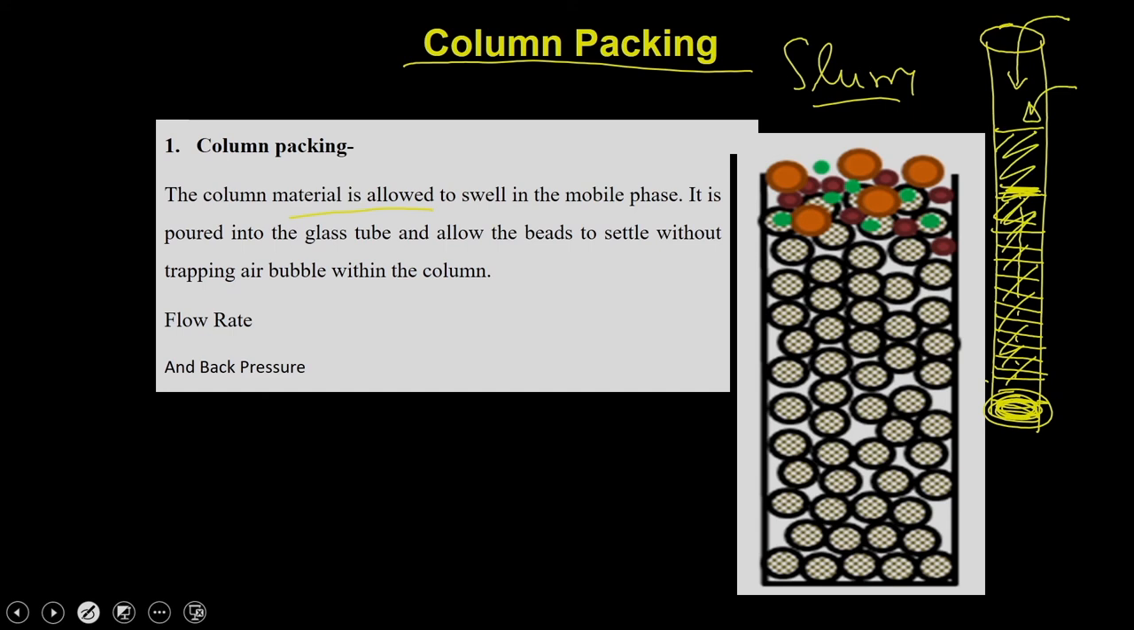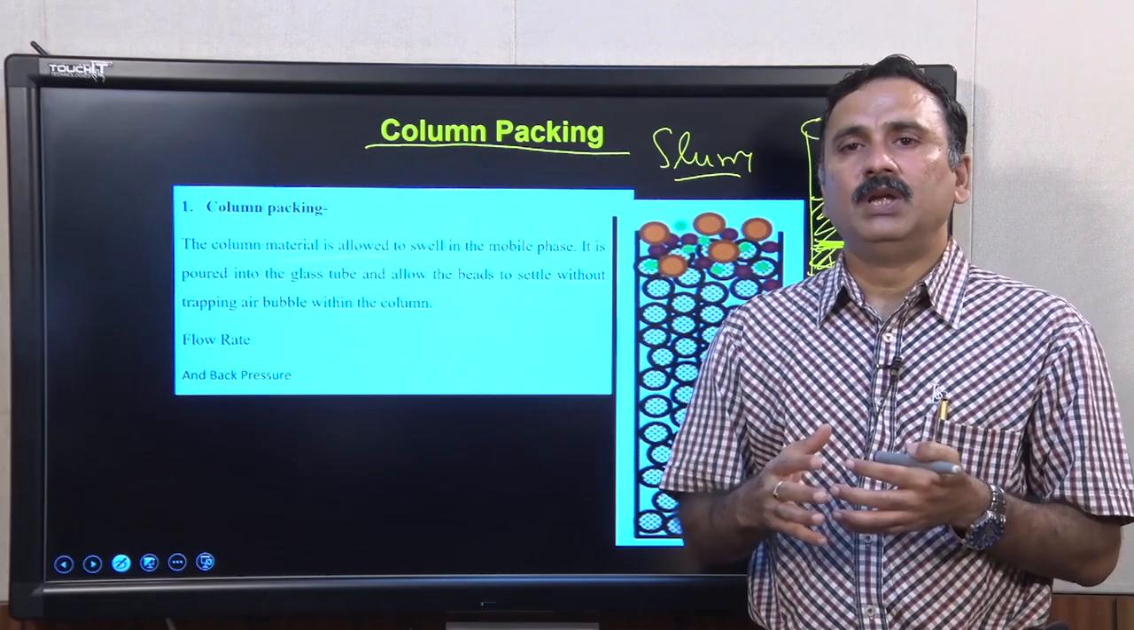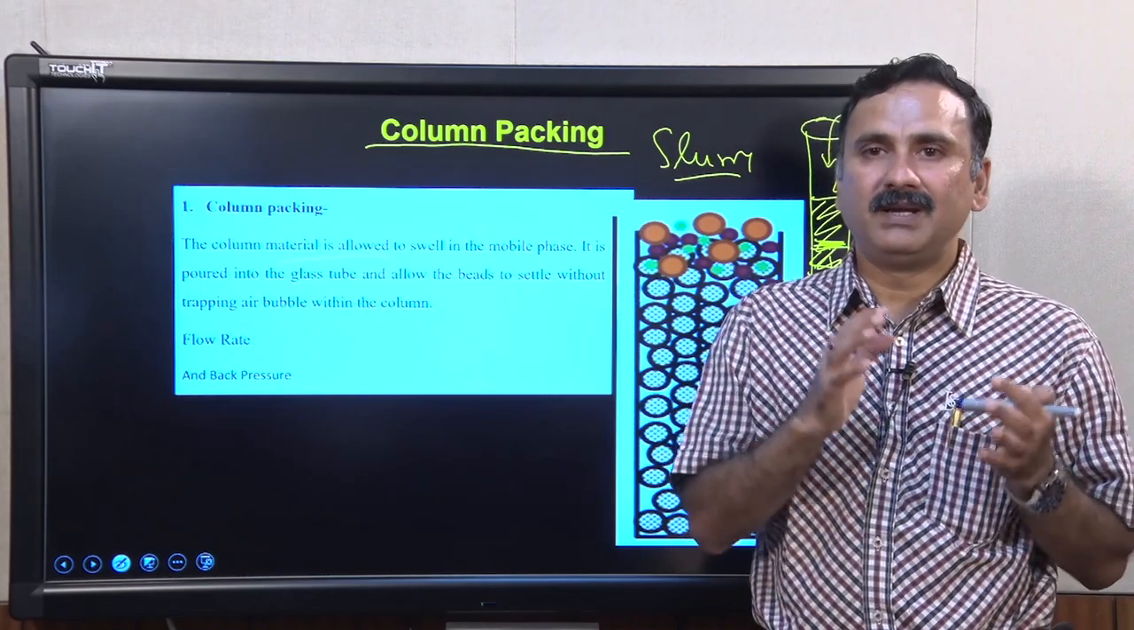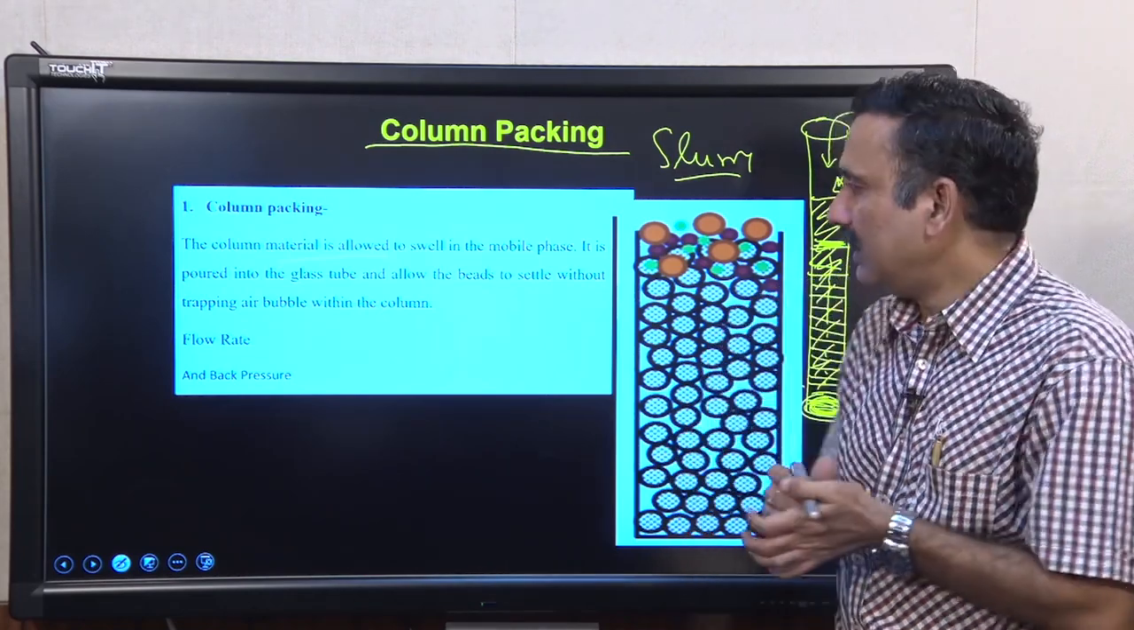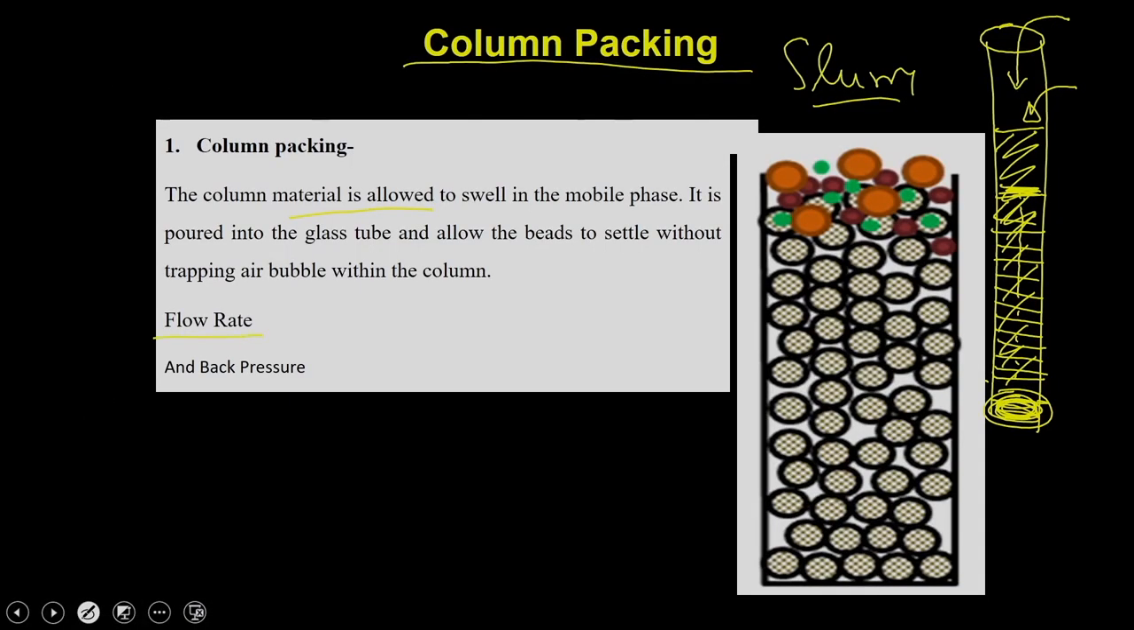Now if you would like to pack the columns, you have to consider multiple parameters. For example, the flow rate, because of the flow rate at which you would maximally like to run the gel filtration chromatography. The basic principle is very simple. Suppose I want to run this column at 1 ml per minute, okay? Then I will pack this column at 5 ml per minute flow rate.